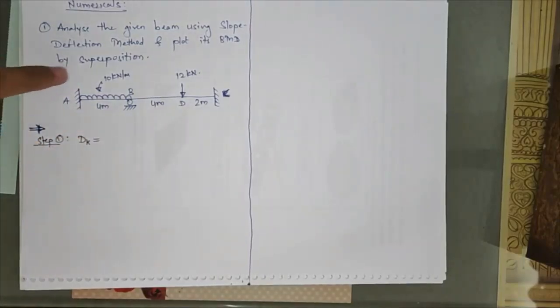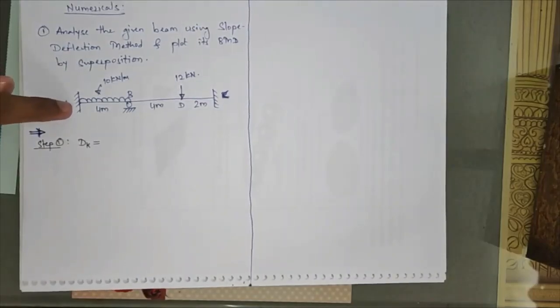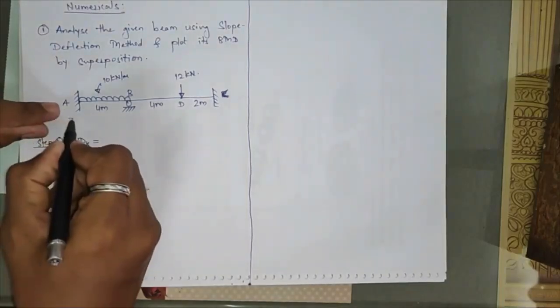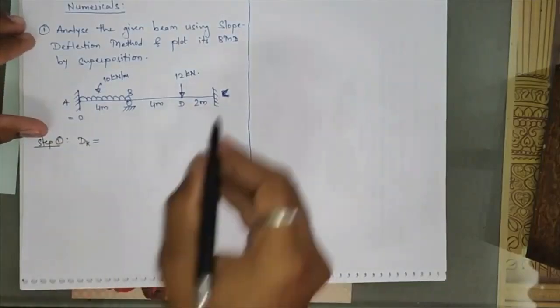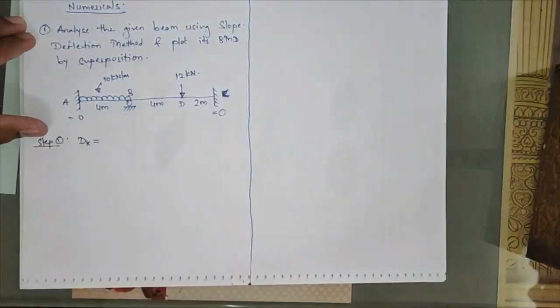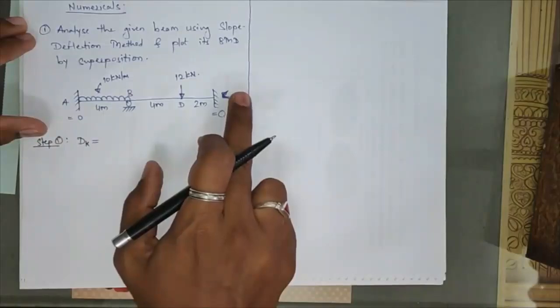The meaning of fixed is that joint A is resistant against rotation and is also resistant against displacements. So at joint A, your DKI value will be equal to 0. In the same way at joint C also, as it is fixed, the values of theta C and delta C will again be 0.